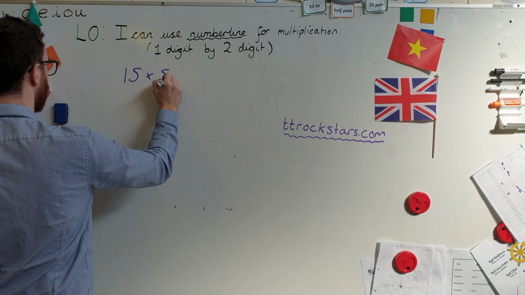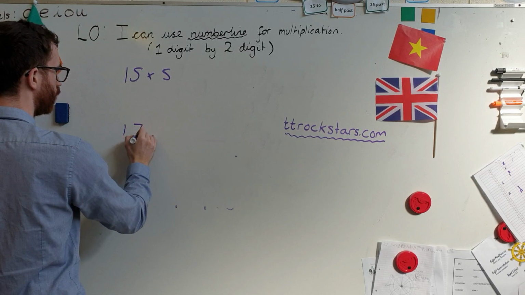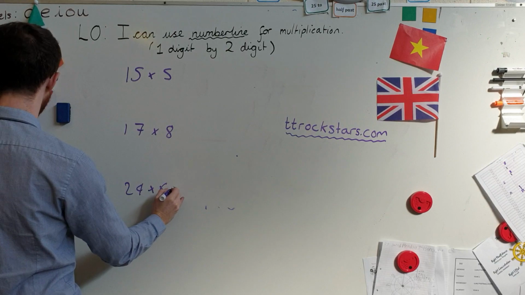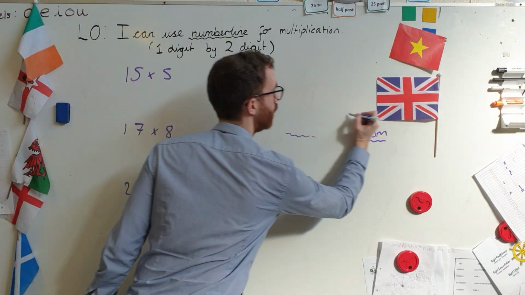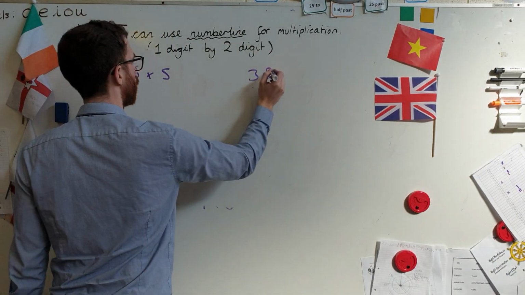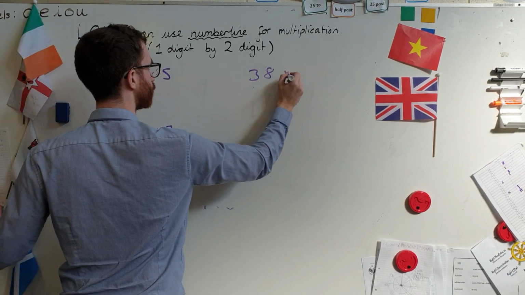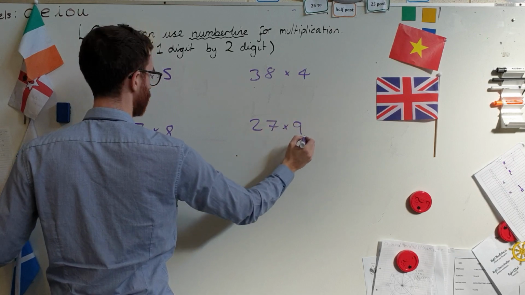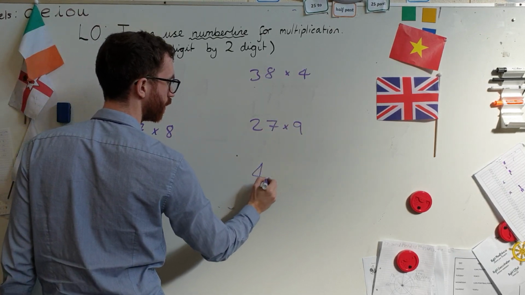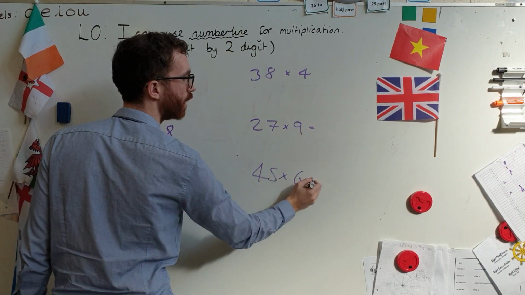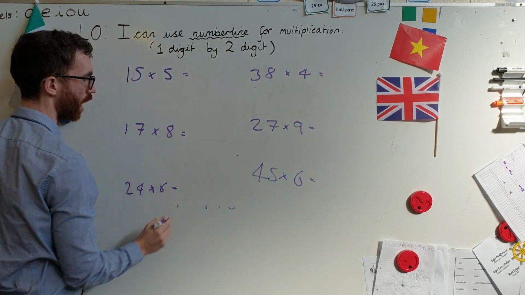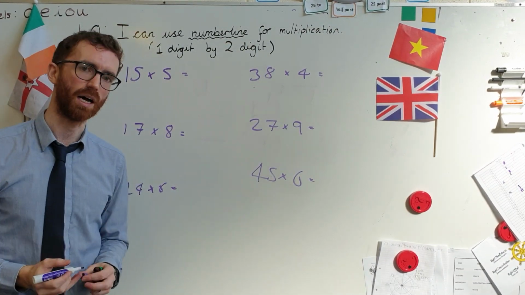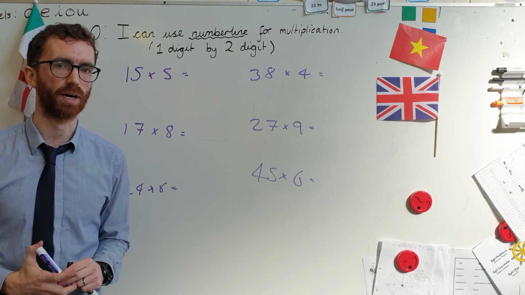So 15 times 5, that's your first question. 17 times 8 is your next question. 24 times 6. And then we'll also have 38 times 4. We'll have 27 times 9. And we'll have 45 times 6. So they're all getting a little bit harder as you go along. Your job now, get that pencil, get that paper out, have a little go, show your parents, make sure it's right. Off you go, pause.